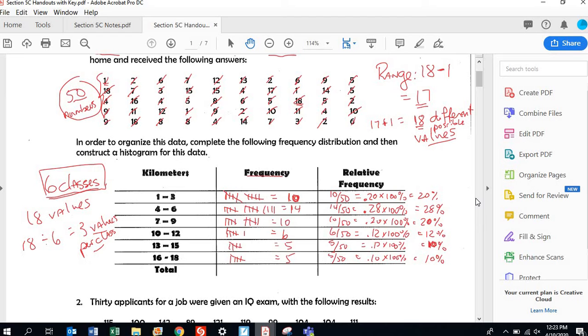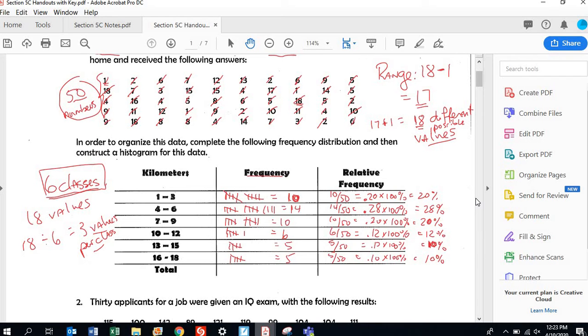6 out of 50 is 12%, 5 out of 50 is 10%, and 5 out of 50 again is 10%. And that adds up to 100%. If you round off, you might not come out to a perfect 100%, but in general you should. Okay? So that's the process of how you handle a frequency distribution, and how you create a frequency distribution with relative frequency out of just a set of data.